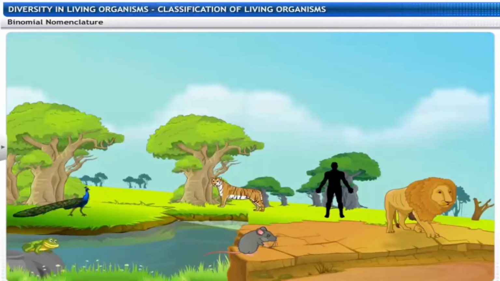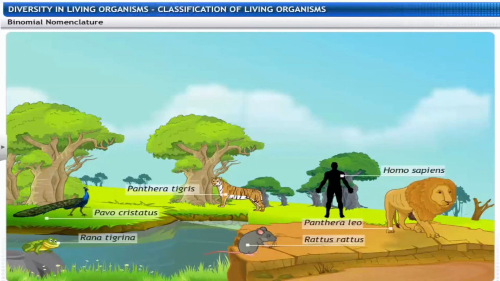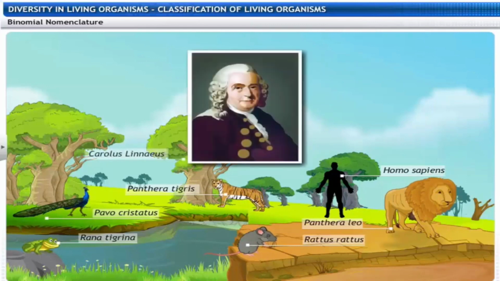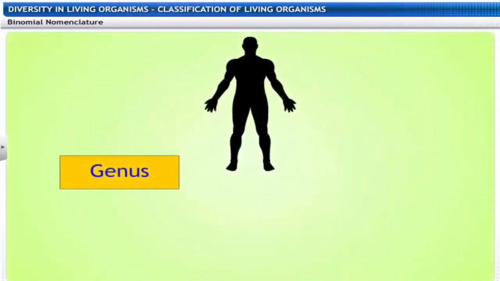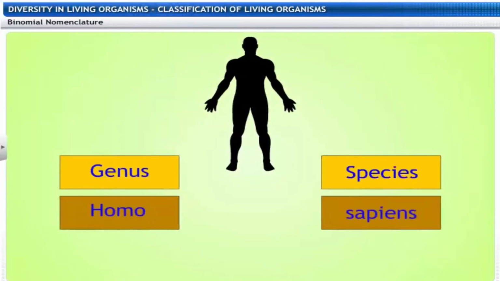Another important landmark in the history of classification of living organisms was the development of the system of scientific naming, or nomenclature, introduced by Carolus Linnaeus. When we name an organism, we write the name of the genus first and the species later. Both of these are Latin words. This method of naming an organism is called binomial nomenclature.